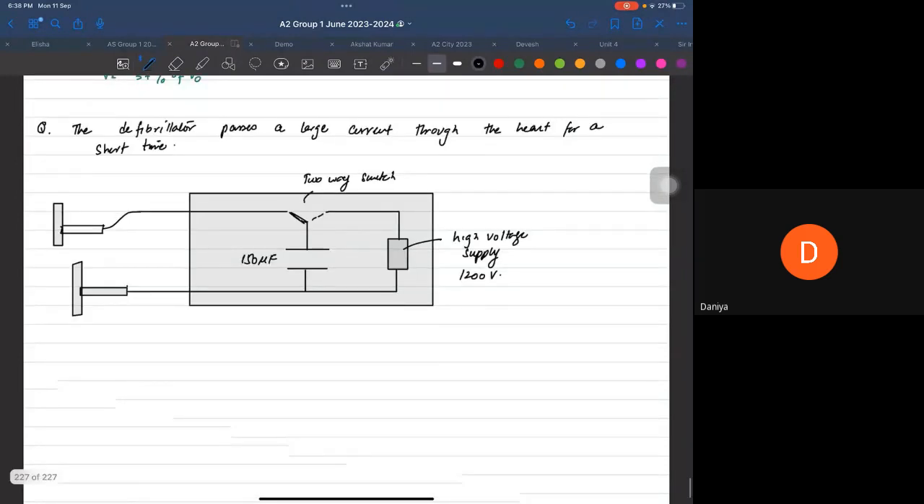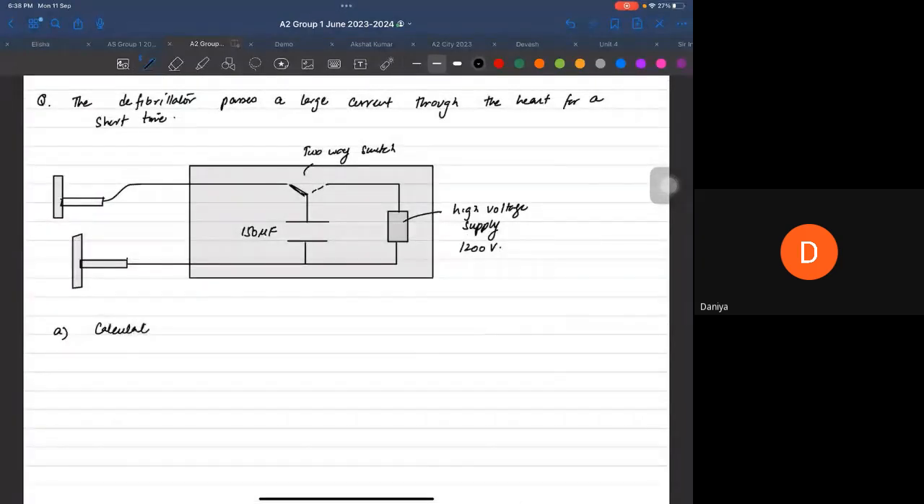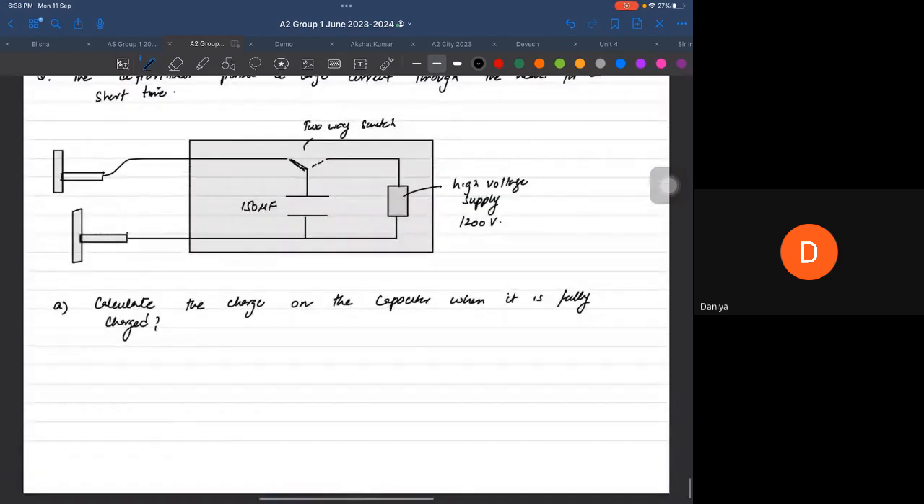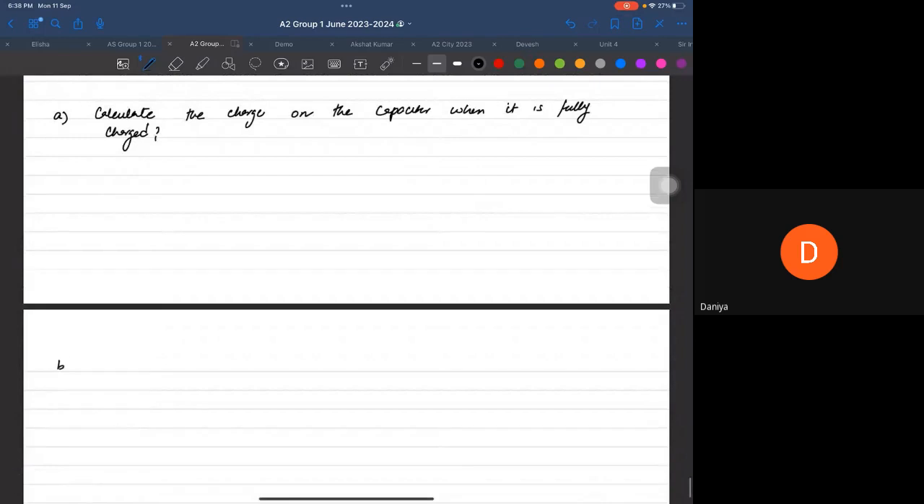So first of all, it says calculate the charge on the capacitor when it is fully charged. While I'm doing this, I'm writing the questions. You guys can actually do these questions, no big deal. Part B.